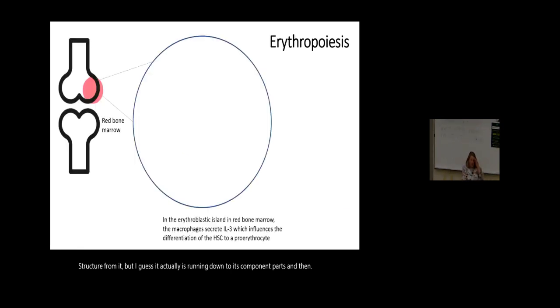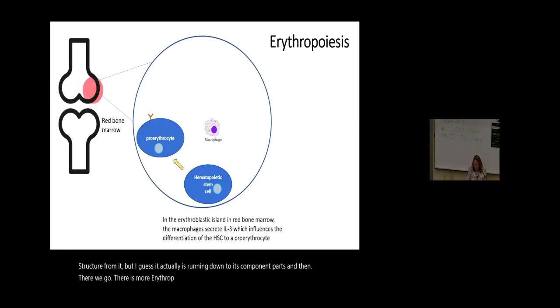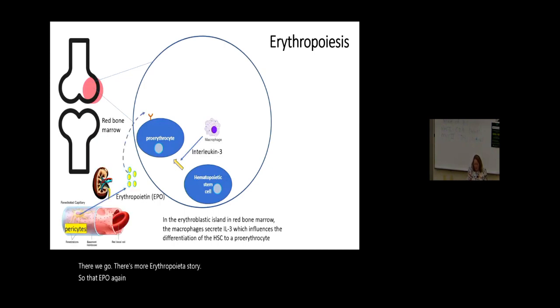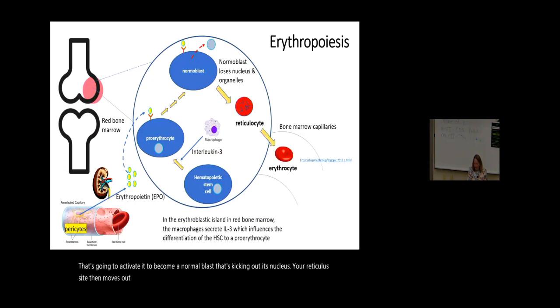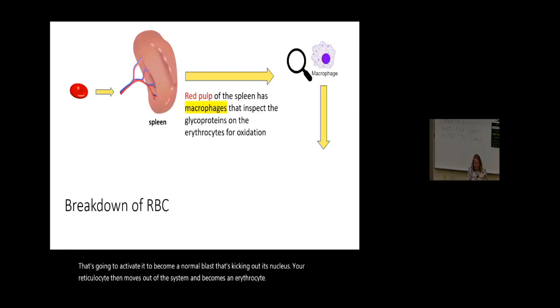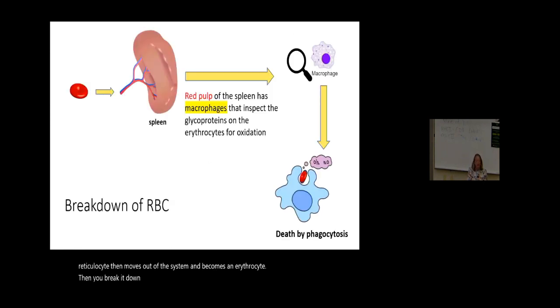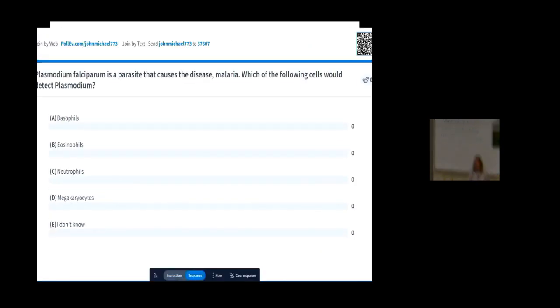Here's more of the erythropoiesis story. That EPO, again, is going to attach to a proerythrocyte. That's going to activate it to become a normoblast, which kicks out its nucleus. Your reticulocyte then moves out of the system and becomes an erythrocyte. Then you break it down in the spleen. The macrophage will eat it. Okay, I think we're good on that.